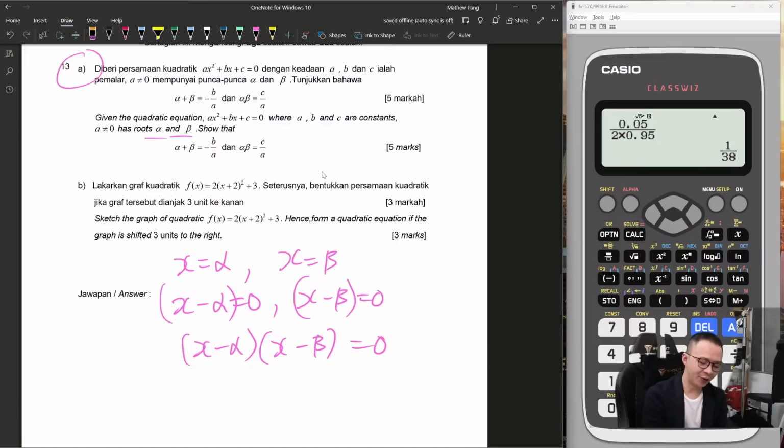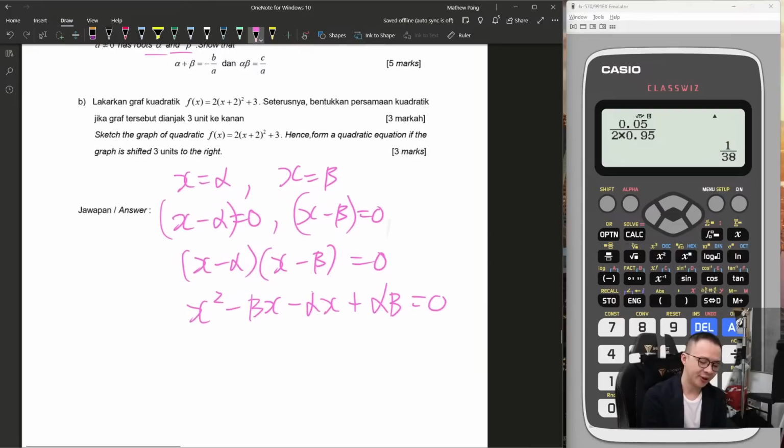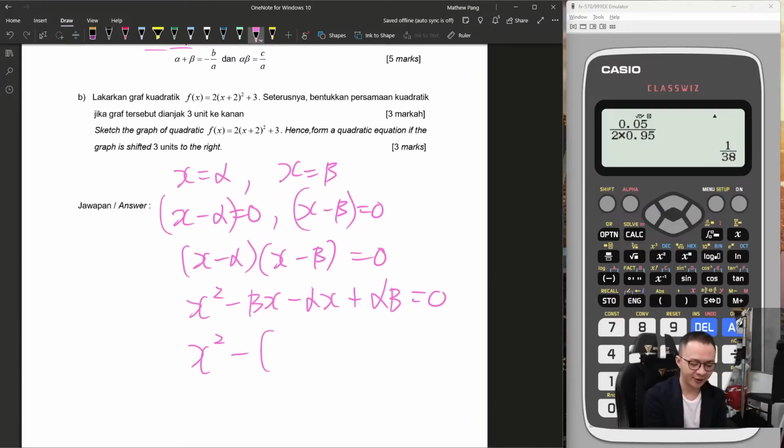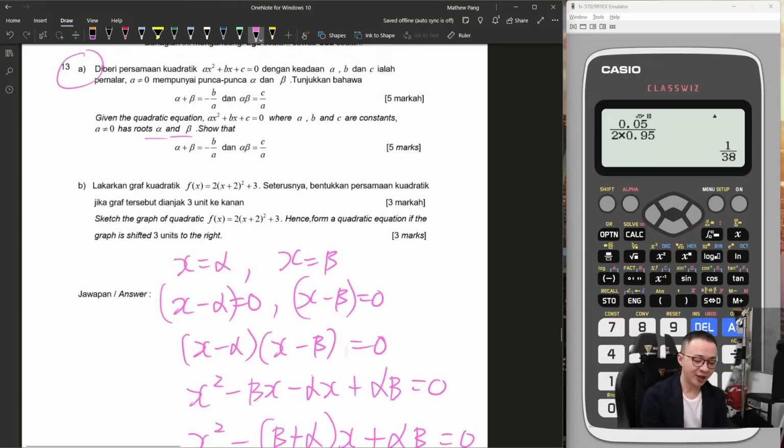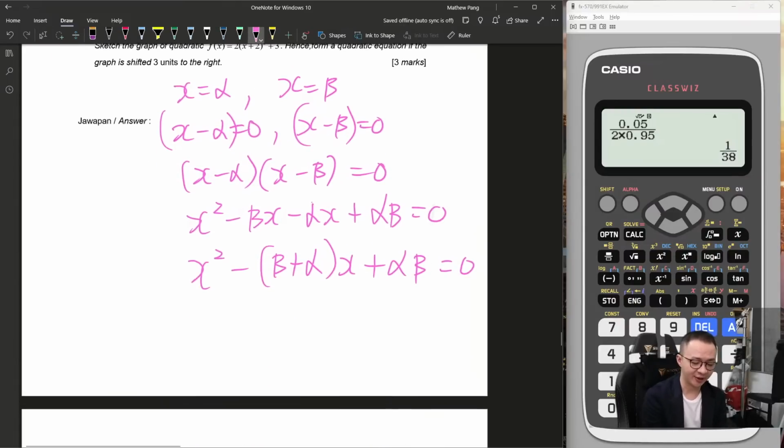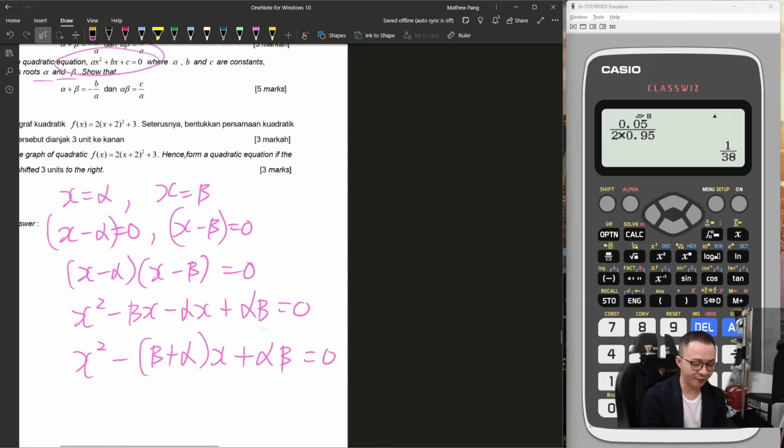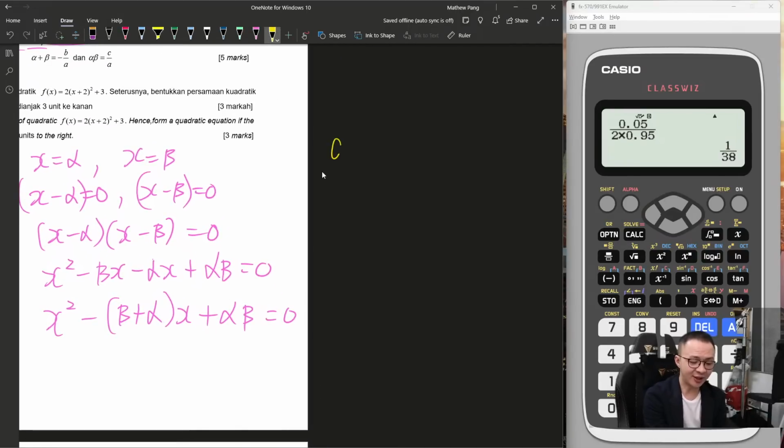So I will actually get x squared minus beta x minus alpha x plus alpha beta equals 0. If I factorize out the negative, this one is x squared minus alpha plus beta times x plus alpha beta equals 0. Okay, I get this equation from the roots given, and then I have the general equation of a quadratic. So I want to compare that equation with this equation. That equation given to me is ax squared plus bx plus c equals 0.